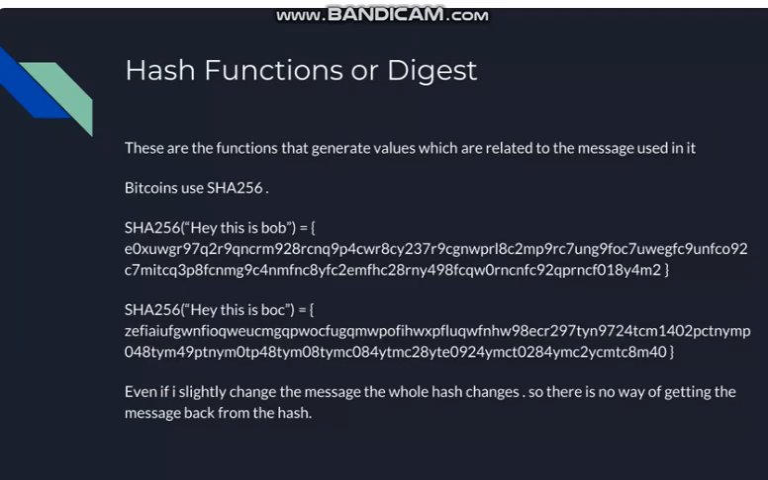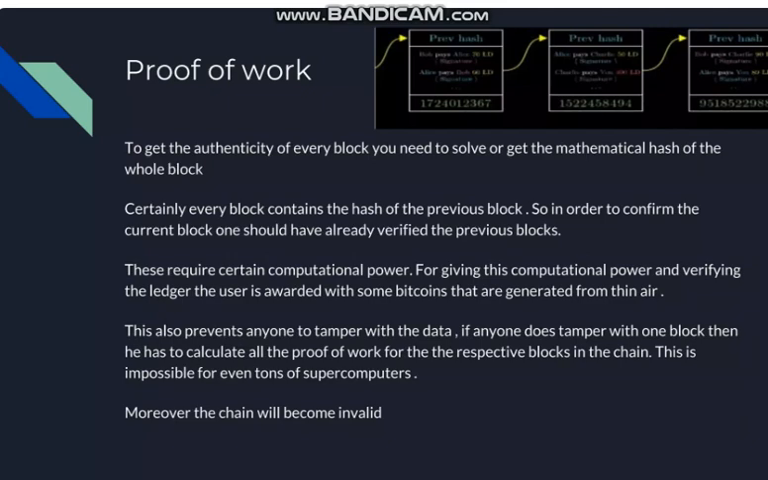Hash functions or digest. These are functions that generate values which are related to the message used in them. Bitcoin uses SHA-256, which is given below. Even if I slightly change the message, the whole hash changes, so there is no way of getting the message back from the hash. Proof of work.